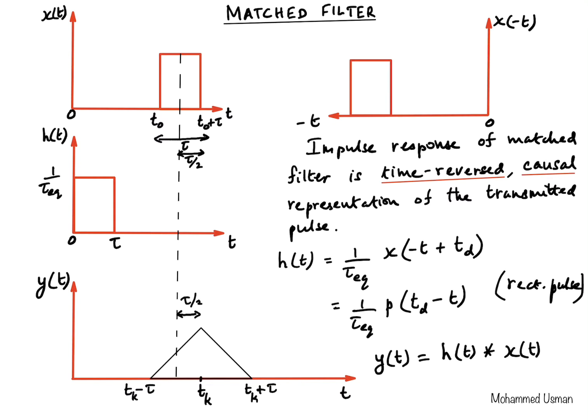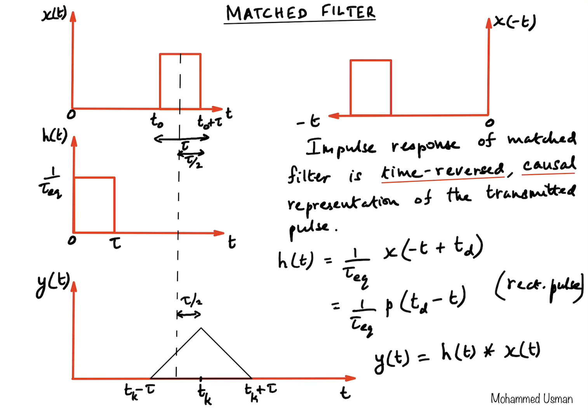One of the disadvantages of a matched filter is that the output is delayed by tau by 2. So the matched filter introduces some delay, and that is something we deal with. As long as we ensure that the neighboring pulses have their outputs outside this tk minus tau and tk plus tau, then there will be no intersymbol interference.